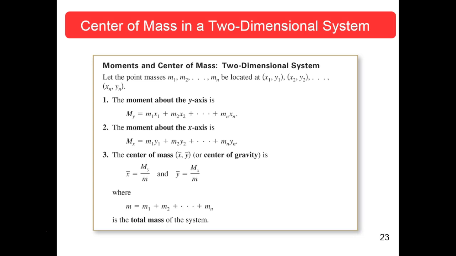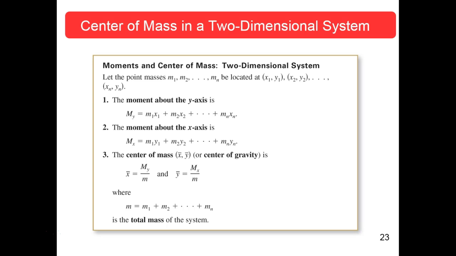So here's the definition. Let the point masses m1 through mn be located at the ordered pairs x1, y1, x2, y2, x3, y3, up to xn, yn, each one of the subscripts of the masses matching the subscripts of your points. The moment about the y-axis, m sub y, uses your x's here, not the y's: m1 x1 plus m2 x2 plus m3 x3, up to mn xn. Moment about the x-axis, capital M sub x, is your little m1 y1 plus little m2 y2 plus little m3 y3, and so on. Those are your masses times the displacement from the x-axis, which is measured on the y-axis, okay?